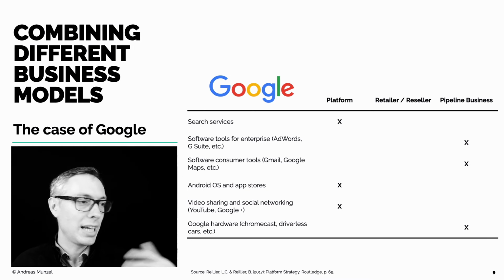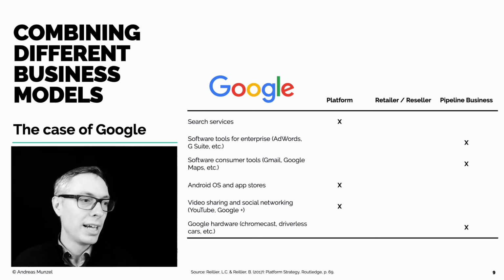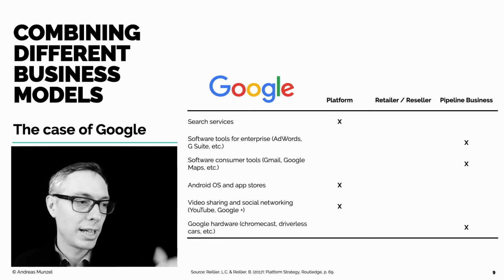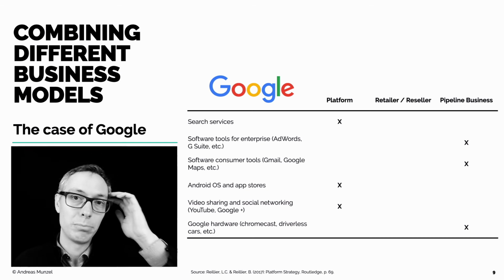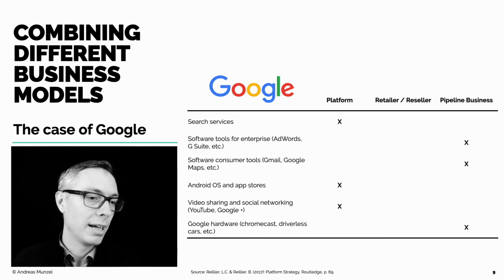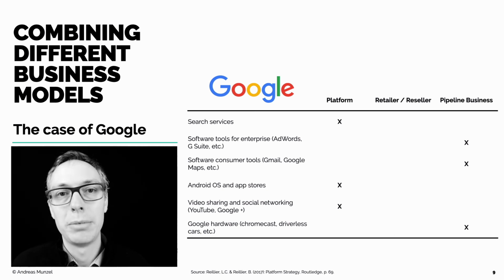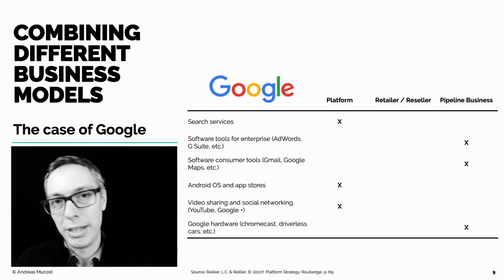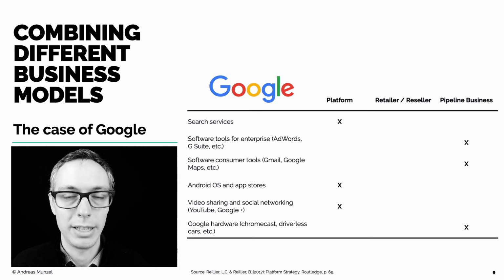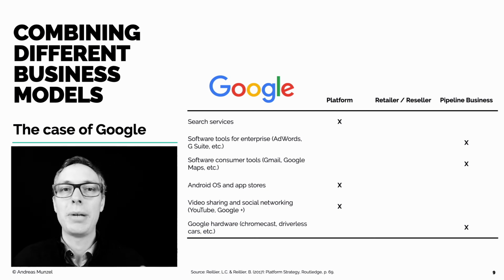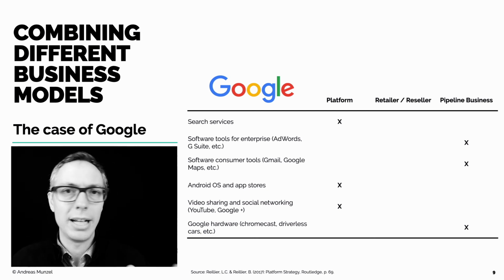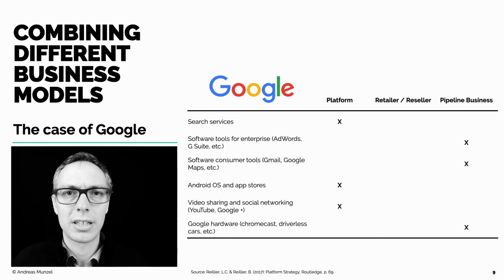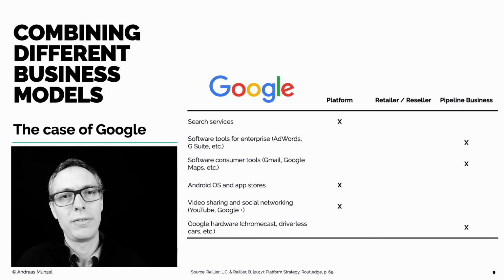And then again you have the app stores, you have YouTube as well, which are platforms, and you have of course, perhaps somehow more recently, hardware like the Chromecast, like driverless cars, the major activity through Waymo, and this is a pipeline business again. So there as well, they started as a platform and they added a couple of pipeline businesses to their portfolio in the end. So I think it's really interesting to not stop just with Uber, Airbnb, and so on. Go further in your analysis. Think about all the different other companies who actually made further steps into platforms.